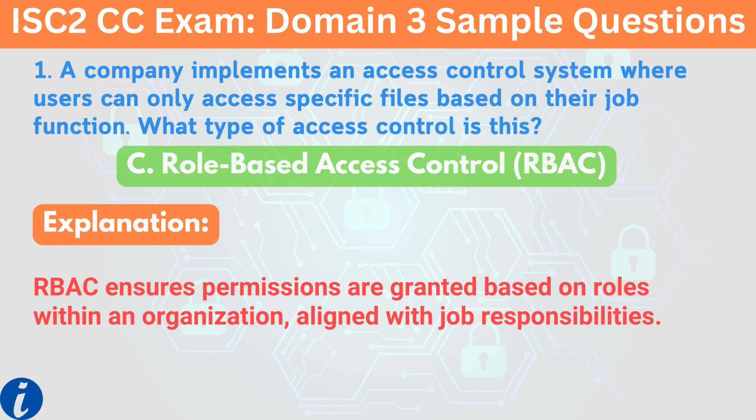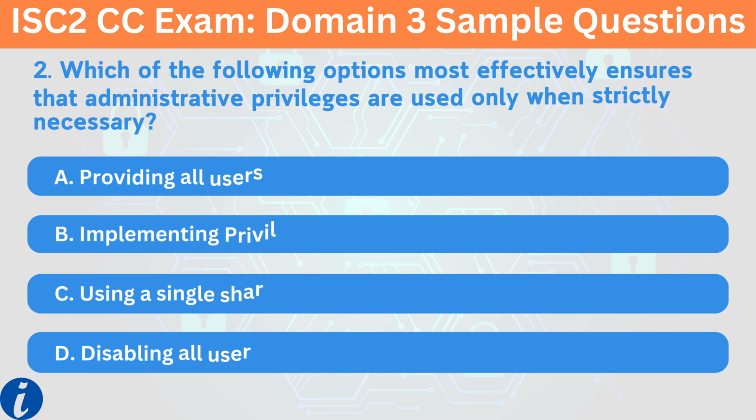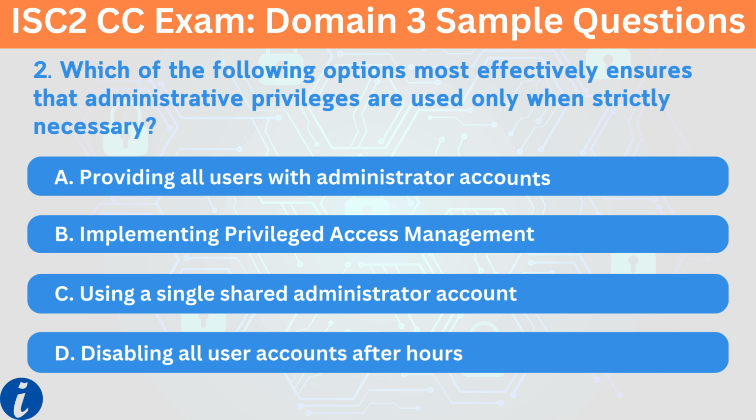RBAC ensures permissions are granted based on roles within an organization, aligned with job responsibilities. 2. Which of the following options most effectively ensures that administrative privileges are used only when strictly necessary? A. Providing all users with administrator accounts. B. Implementing privileged access management. C. Using a single shared administrator account. D. Disabling all user accounts after hours.